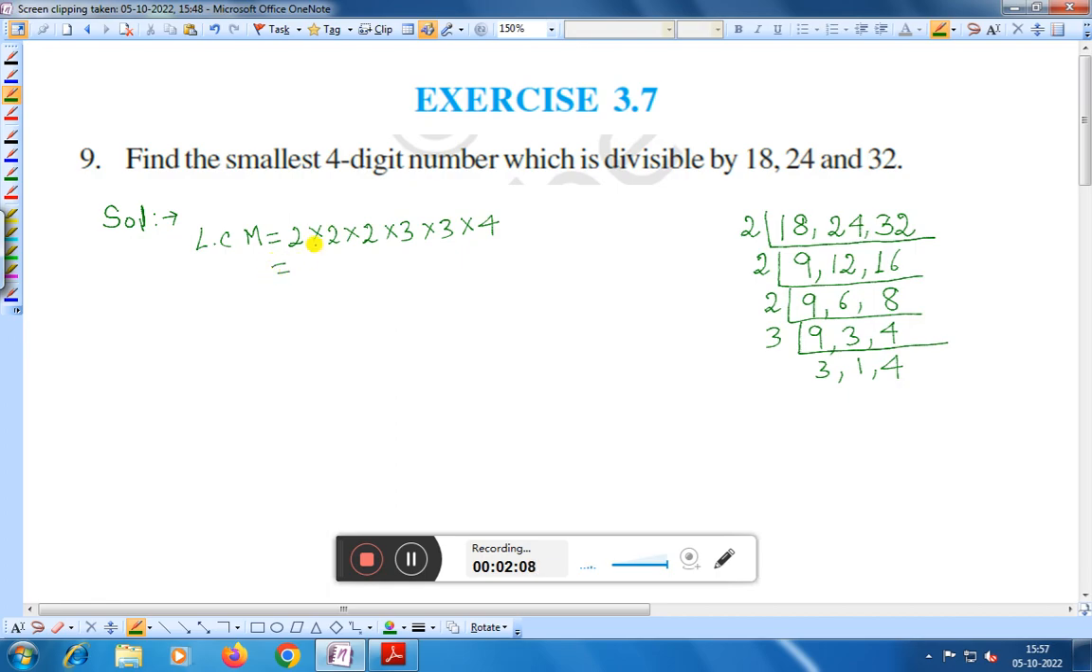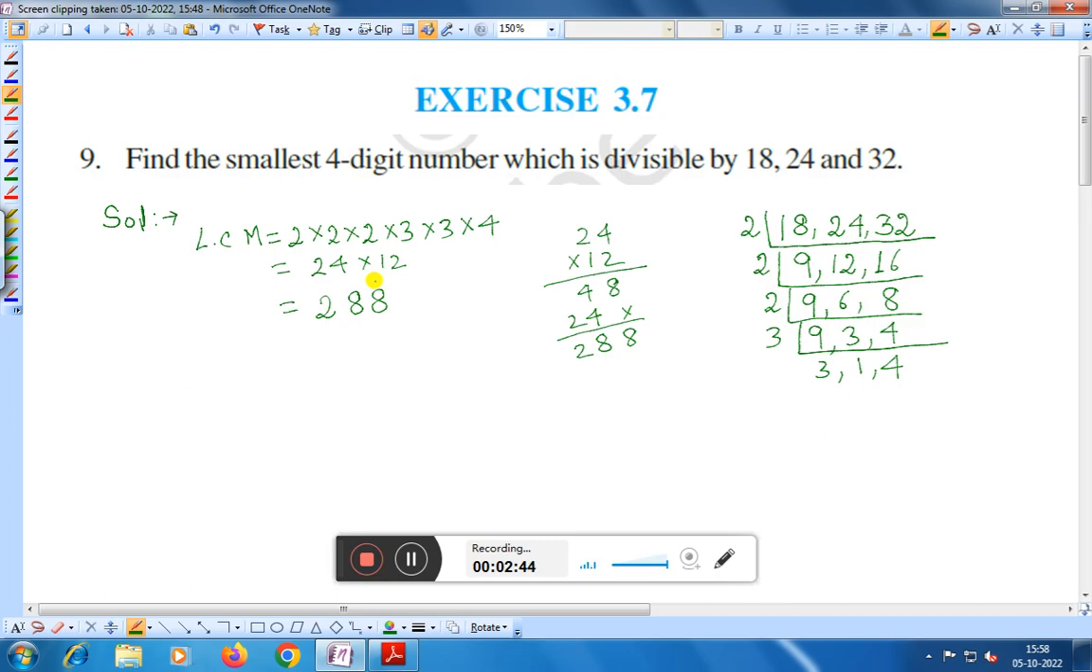If you find the LCM, that is 2 times 4 is 8, 8 times 3 is 24, 24 into 3 4s is 12. We will multiply 24 by 12. We are getting 288. Now what we found is that 288 is the least common multiple.